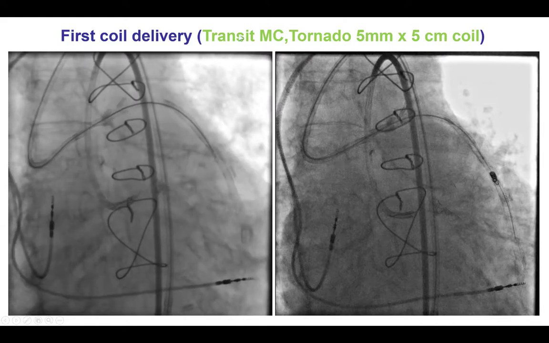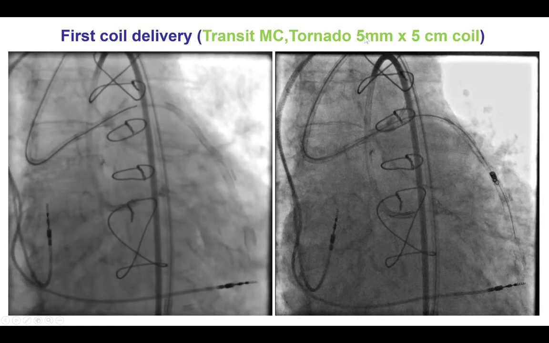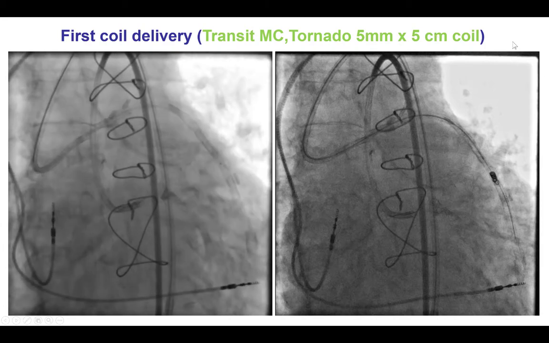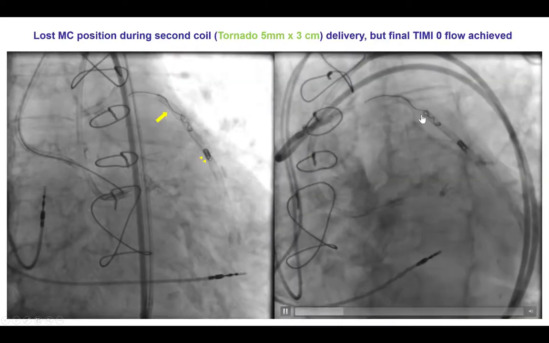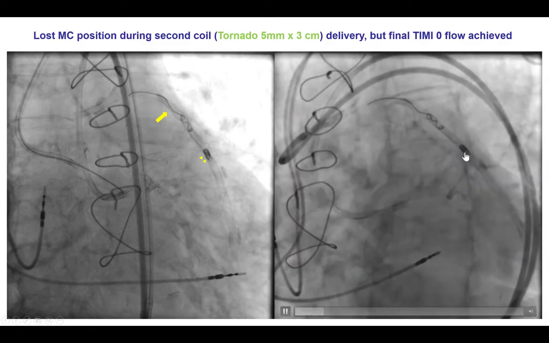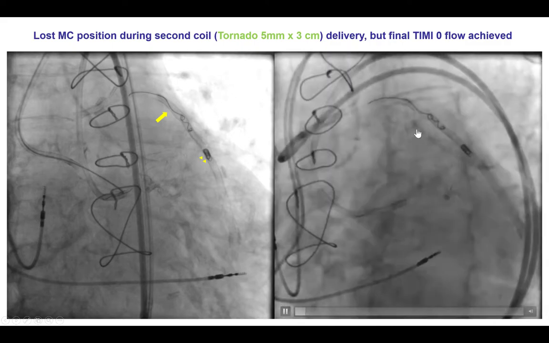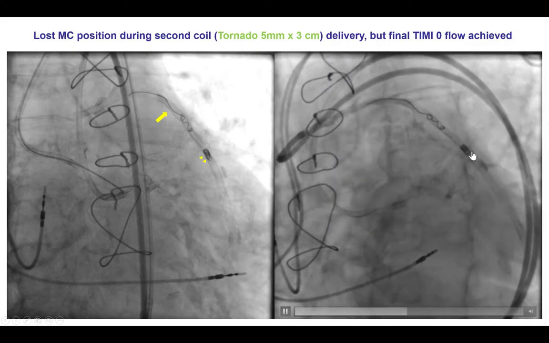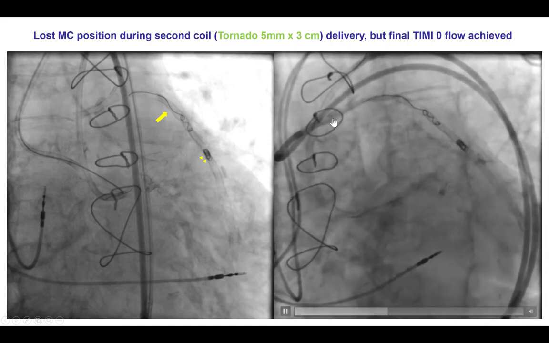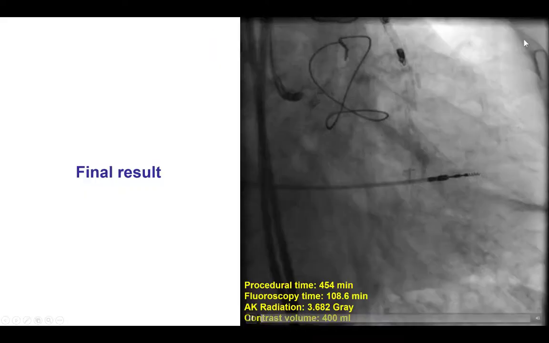In this particular case, we used a Transit microcatheter and delivered a Tornado 5 mm by 5 cm pushable coil, followed by a second one more proximal. Delivery of those pushable coils is less predictable than delivery of the detachable coils. That's why you can see this coil actually end up being deployed rather erroneously. But still, there was occlusion of the flow into the saphenous vein graft, and the coil did not protrude into the aorta. So that was a good, satisfying result.